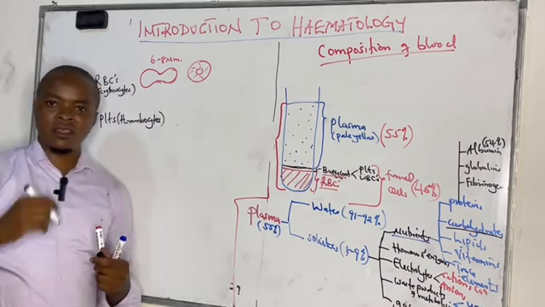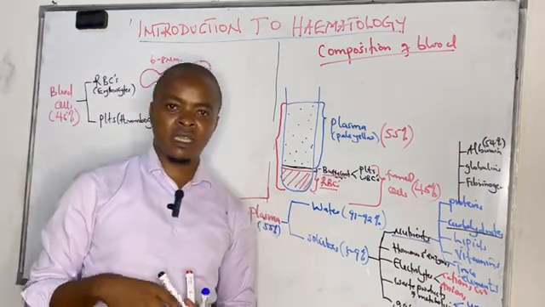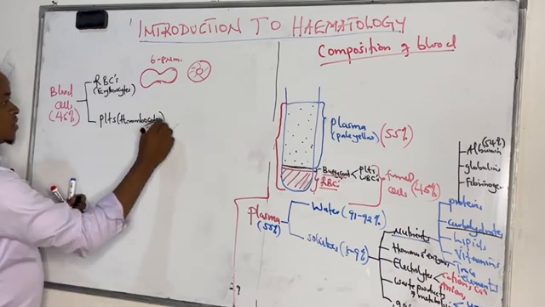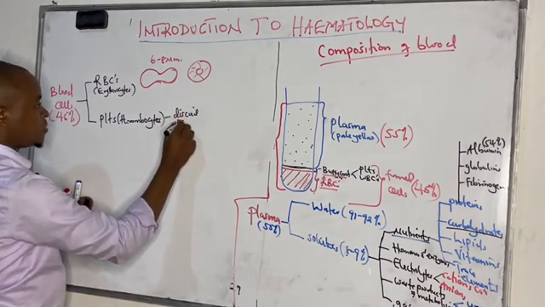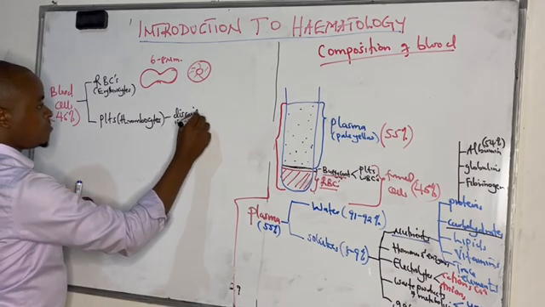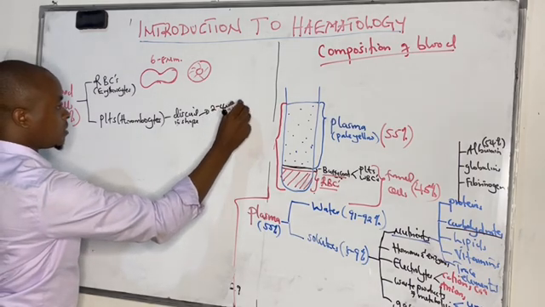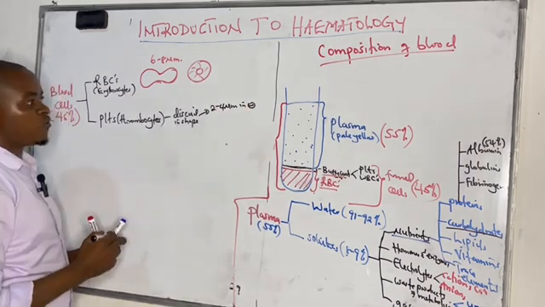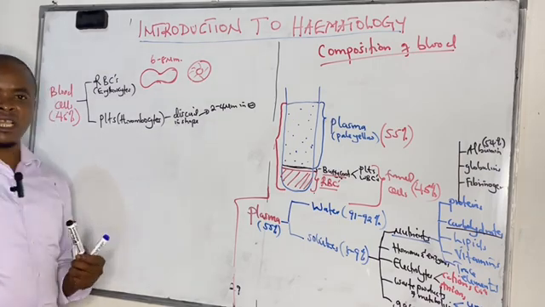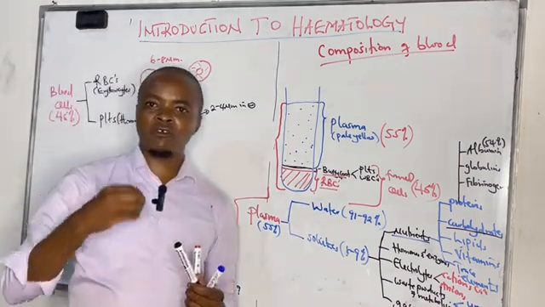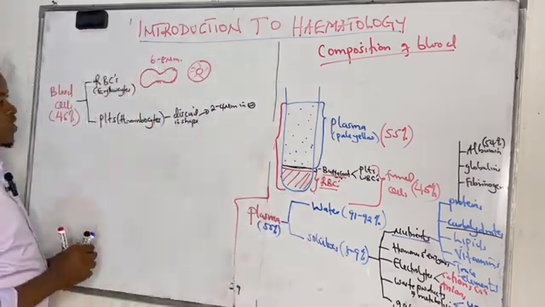Thrombocytes are discoid in shape, and they measure 2 to 4 micrometers in diameter. They are just cell fragments which are got from the breakdown of the megakaryocyte.